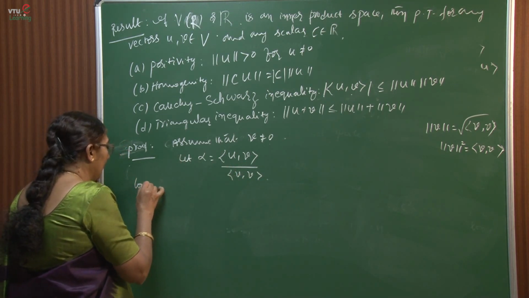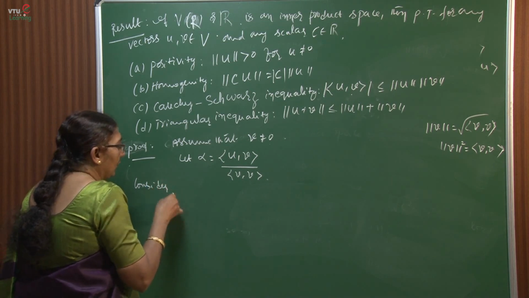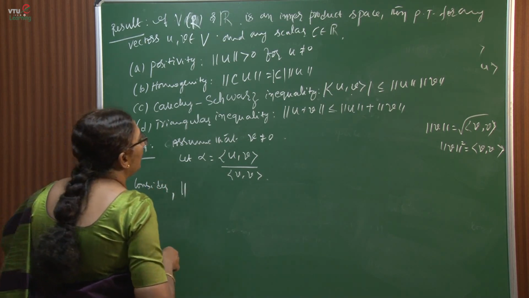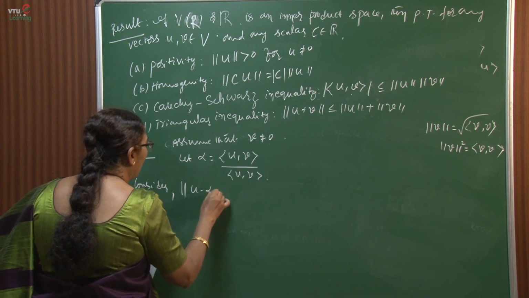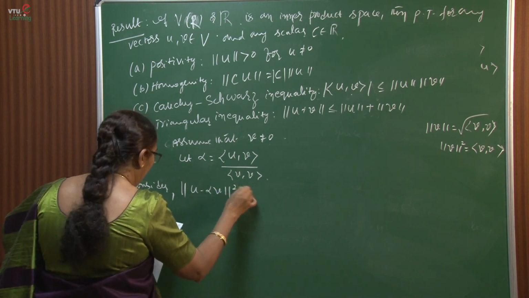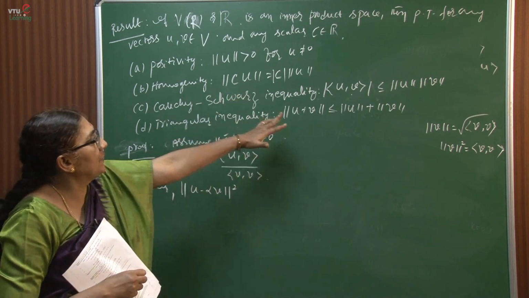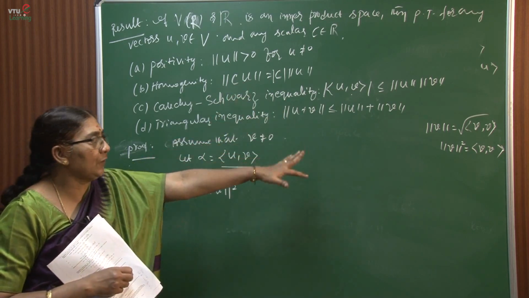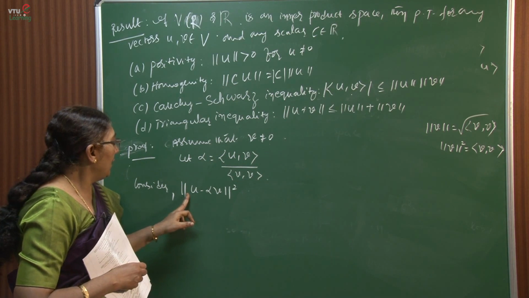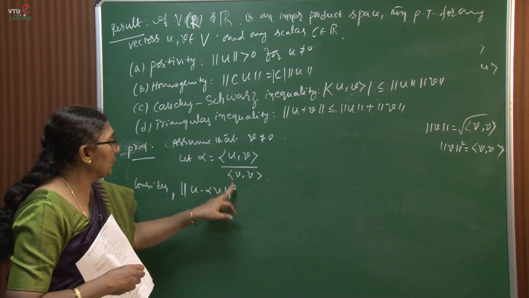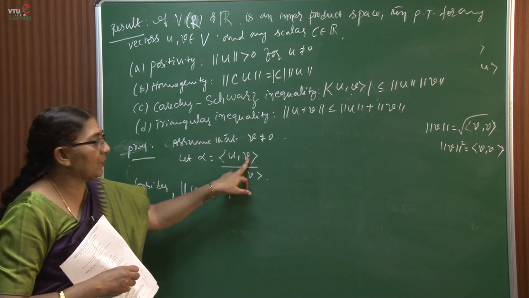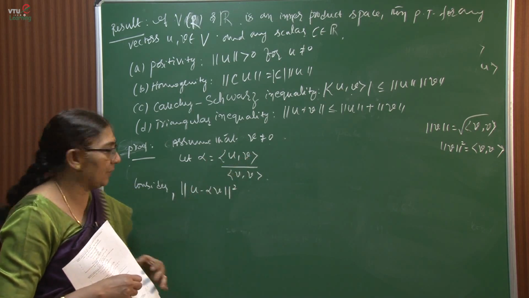Then consider the norm of u minus alpha v, whole squared, because I want to prove that the absolute value of the inner product of u comma v is less than or equal to norm of u into norm of v. Here alpha is the inner product of u comma v divided by the inner product of v comma v.